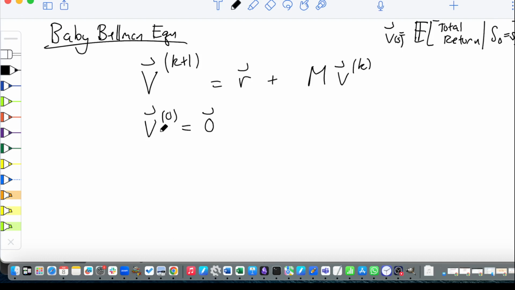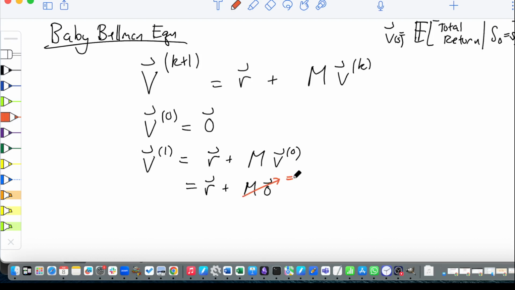And let's just do it by hand. So V of 0 is 0. Then what is V of 1? Well, the equation says it's R plus M times V of 0. You take what you had before, you multiply it by the matrix M. That moves you forward in time by one step. And then you add R. Now, this is the 0 vector. That's something I can calculate. M times the 0 vector is 0. This is 0. Okay, so this is just R. V1 is R. What is V2?